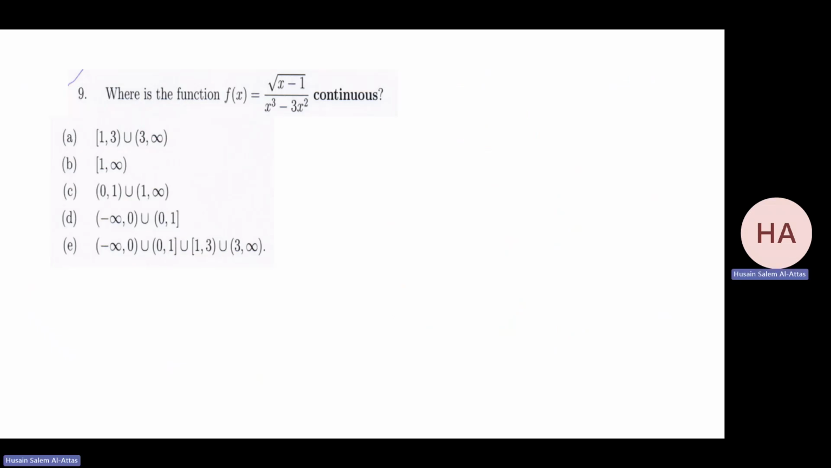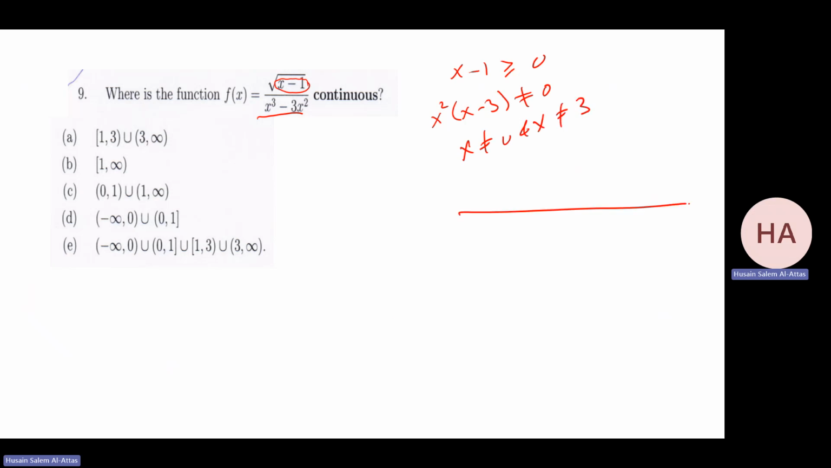Where is the function continuous? And now we need to put the conditions. I need this to be greater than or equal to 0, and this, which I can make x squared, x minus 3, which is x cubed minus 3, not equal to 0. That means x not equal to 0, and x not equal to 3. I need to avoid 0. I need to avoid 3. But this is x greater than or equal to 1, which means from 1 forward. So this is 1 to 3, union 3 to infinity.